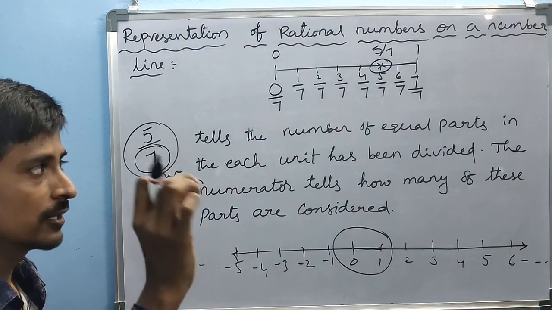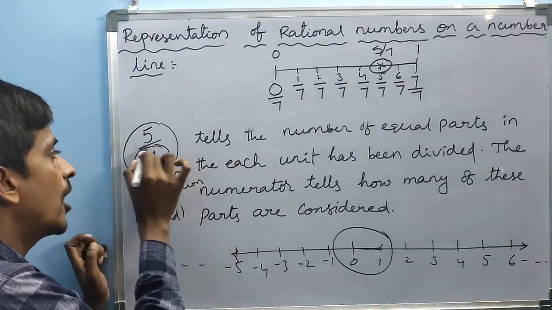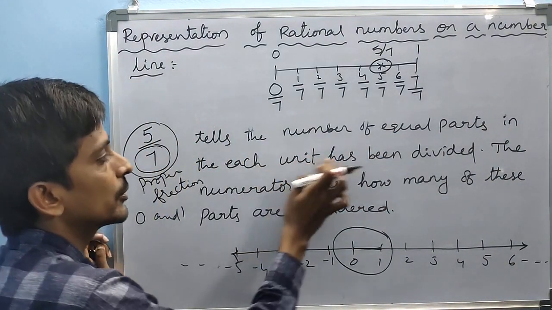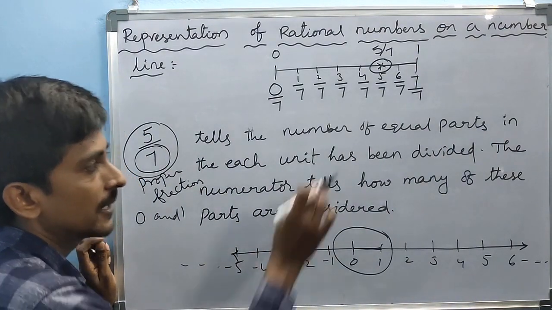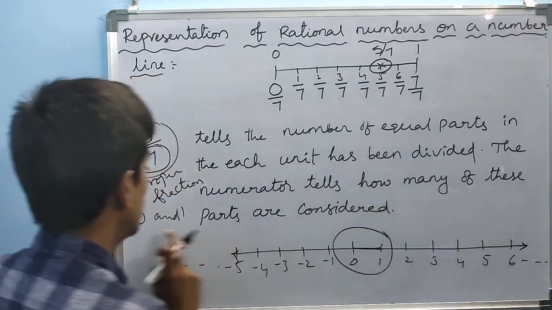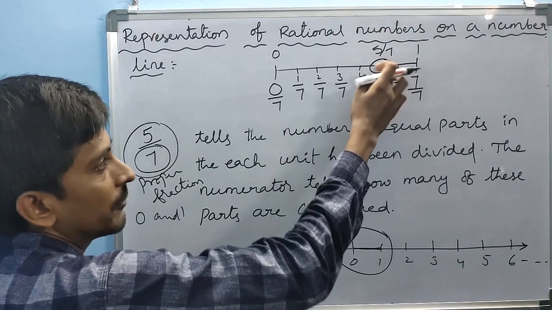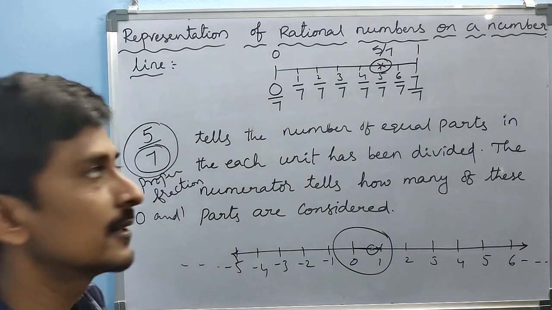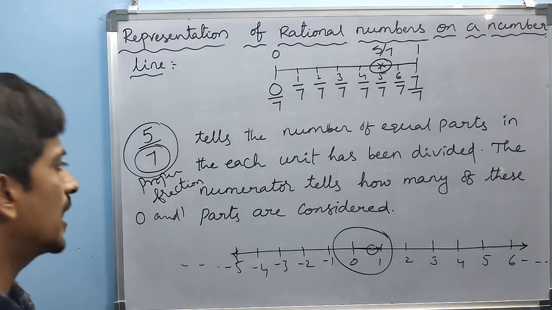So first of all, remember what this means. The denominator tells the number of equal parts into which each unit has been divided. How many parts are divided? That is the denominator. The numerator tells how many of these parts are considered. We need the 5th part. So here this is the 5 by 7. This can be written like: find the number on a number line. This is the proper fraction.